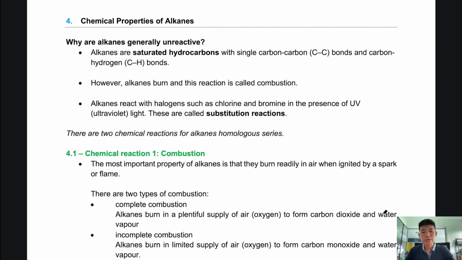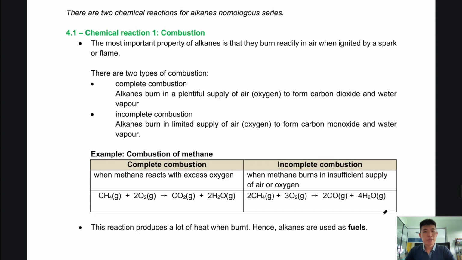Next up, we'll look at the chemical reactions involving alkanes. The first chemical reaction is combustion. There are 2 types of combustion that can happen. Either you have complete combustion or incomplete combustion. Note the difference between complete and incomplete combustion. When you have an excess of oxygen, complete. When you have a limited or insufficient amount of oxygen, you have incomplete combustion.